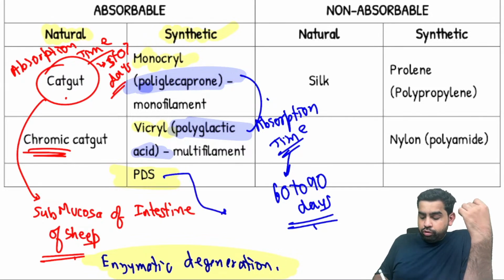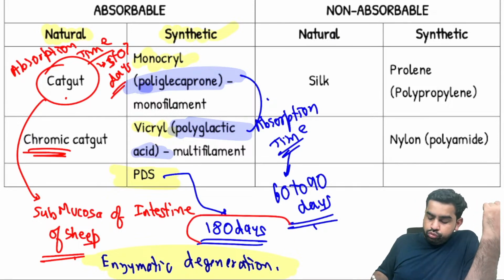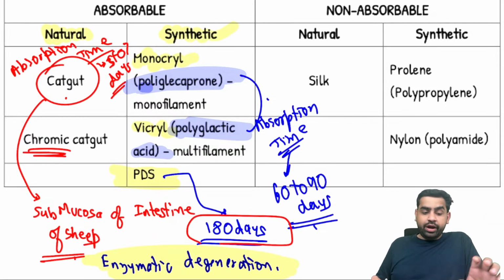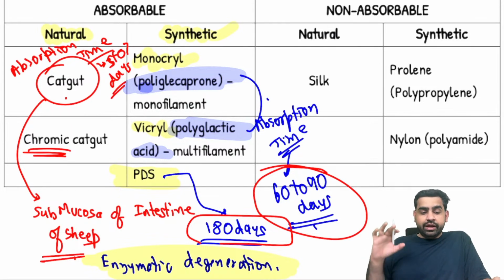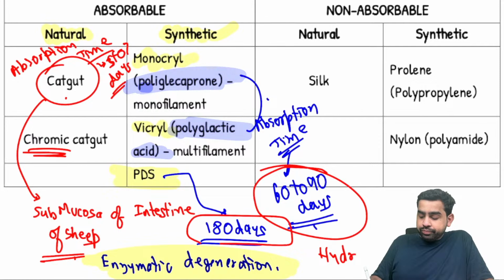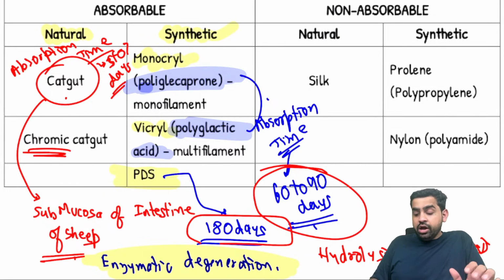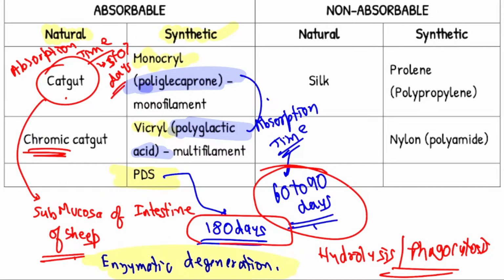What about the PDS? The absorption time is 180 days. So PDS is basically called a delayed absorbable suture. I hope you are able to understand this particular point. PDS is a delayed absorbable suture, and these two have 60 to 90 days. That's all fine. Now what is the process of absorption in the monocryl and the vicryl? They are the synthetically occurring absorbable sutures, right? So they are absorbed by the process of hydrolysis and phagocytosis. I hope you are able to understand this particular point.